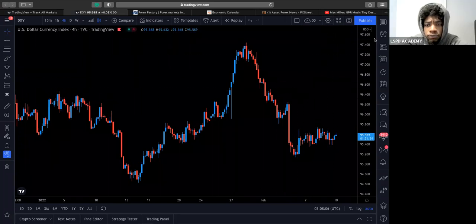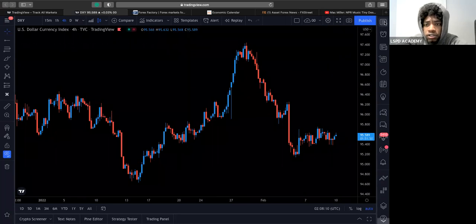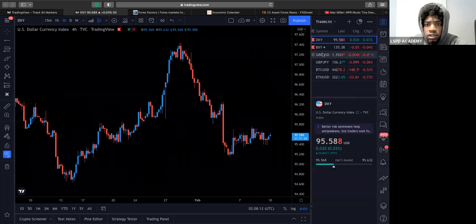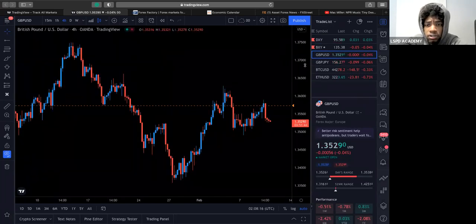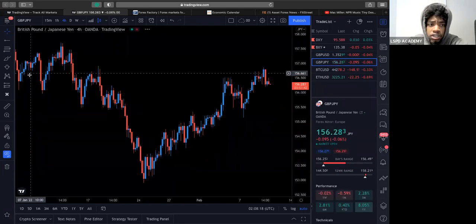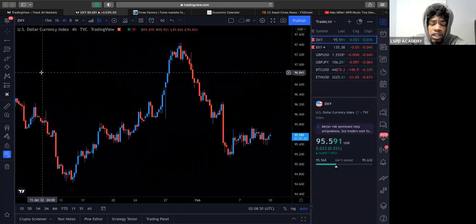So for me, I typically trade GU, which is going to be the British pound versus the US dollar, and GJ, which is the British pound versus the Japanese yen. Those are my two main, predominant pairs that I really like to trade. So I use the DXY a lot just to understand where the US dollar value is.